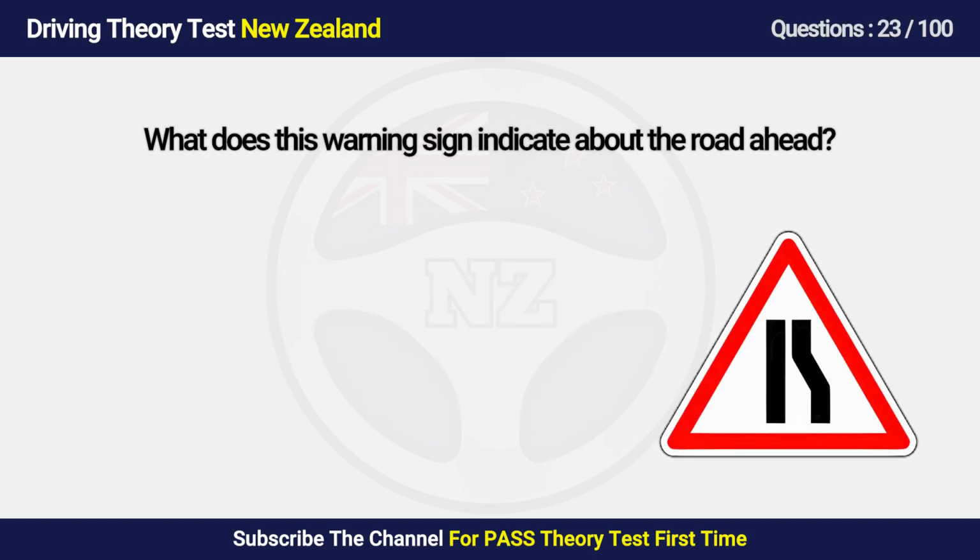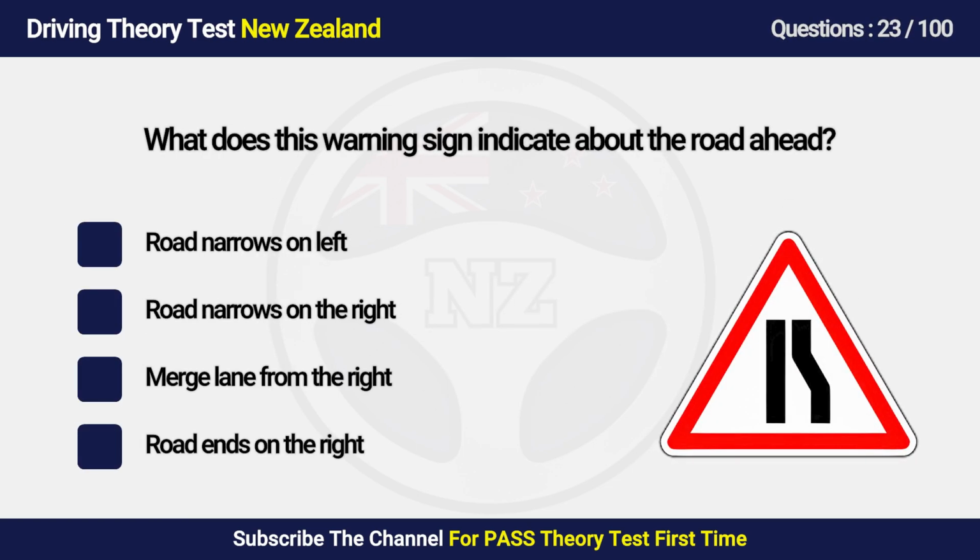Question 23. What does this warning sign indicate about the road ahead? A. Road narrows on left. B. Road narrows on the right. C. Merge lane from the right. D. Road ends on the right.